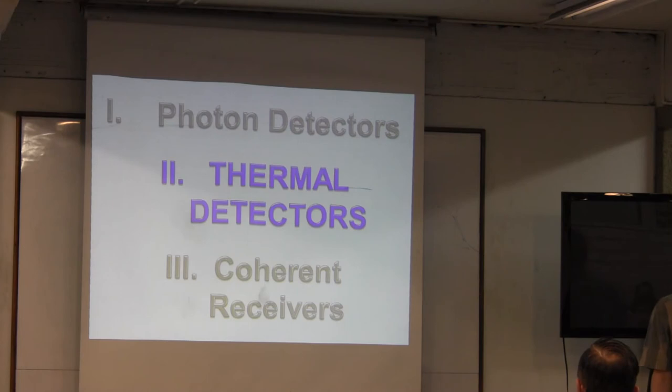But we should also, in the remaining 10 minutes, talk about the detectors, the second type of detectors that is not photon detectors. And they're very interesting because those are the ones we have to use when the energy of the photon is not sufficient to excite an electron in the crystal. So what do we do then?